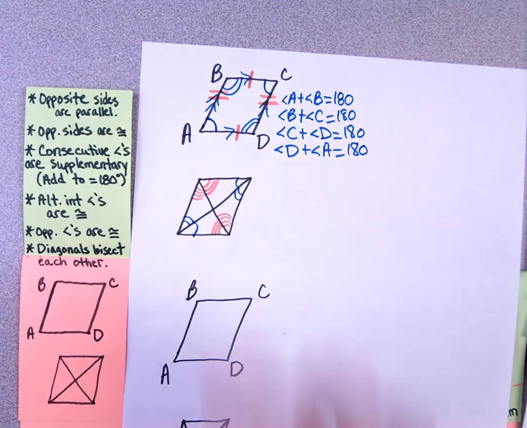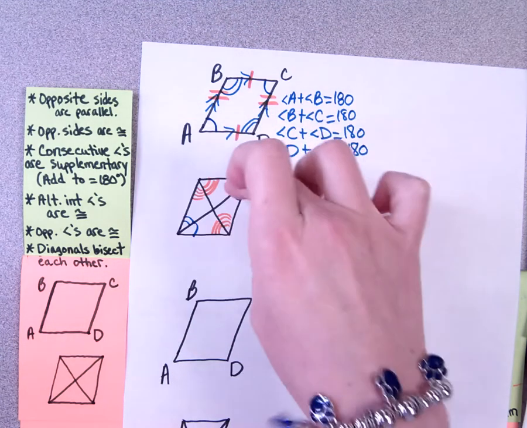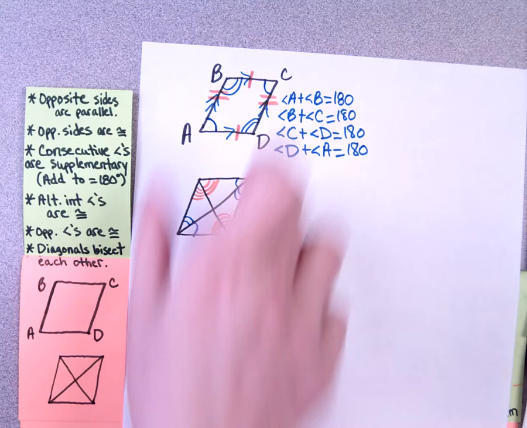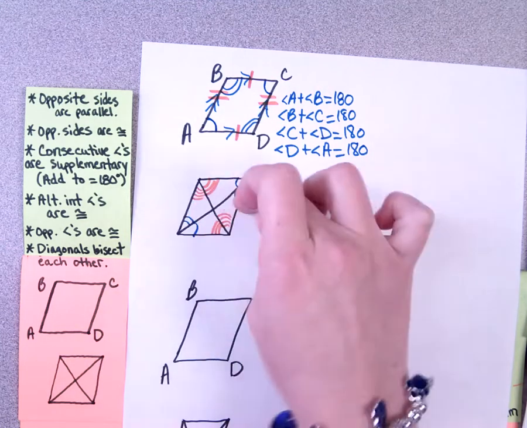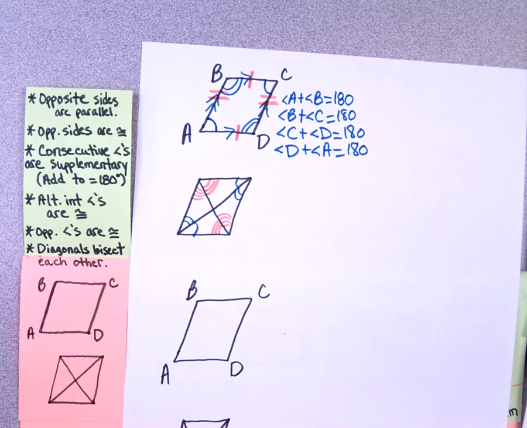So since it's a parallelogram, we know the sides are parallel, which means that these are alternate interior angles. Same thing, those are alternate interior angles, and alternate interior angles are congruent. And then there's one other thing on here. It says that the diagonals bisect each other.